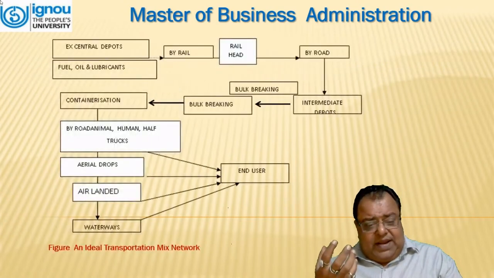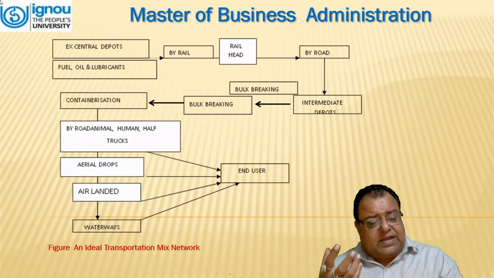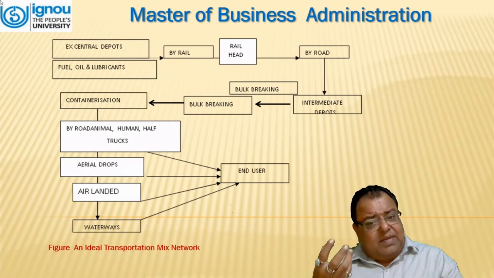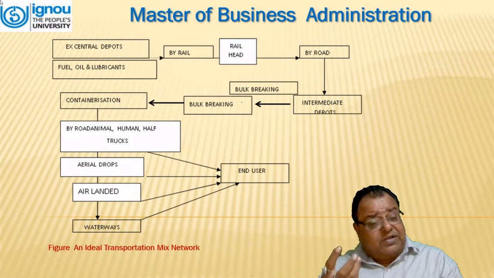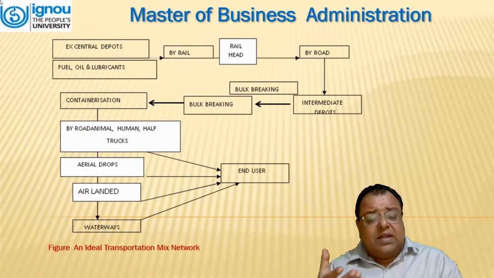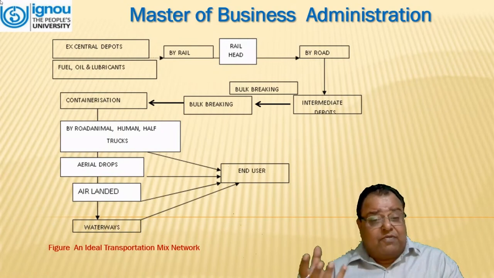Here we can see an example of a figure which depicts an ideal transportation mix network. You can see the movement of material having different sources of transportation. If we talk about rail, it can be by rail from central depots, fuel. We have seen that normally our petrol reaches us from the plant with the help of trains.